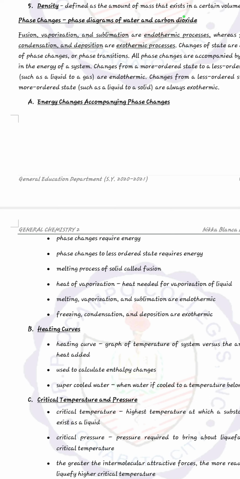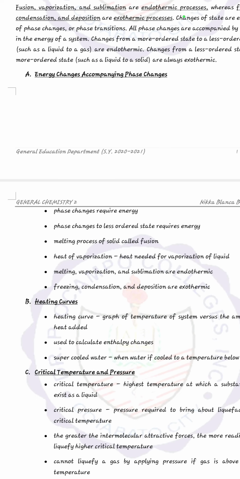Then the melting process of a solid is called fusion. So if a solid melts, that process is called fusion. Heat of vaporization is the heat needed for vaporization of a liquid. Melting, vaporization, and sublimation are endothermic. Freezing, condensation, and deposition are exothermic. This summarizes how you can differentiate exothermic and endothermic.